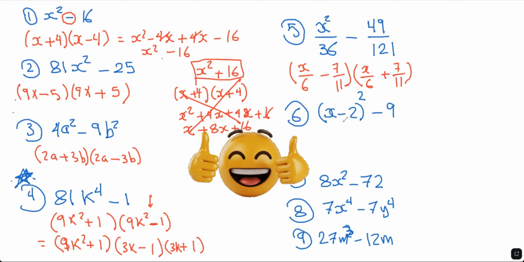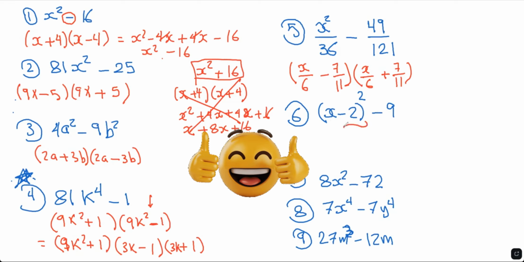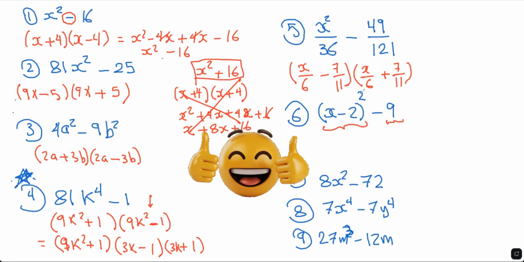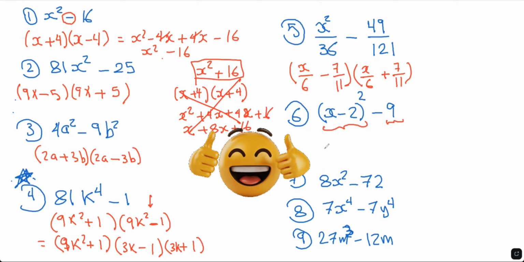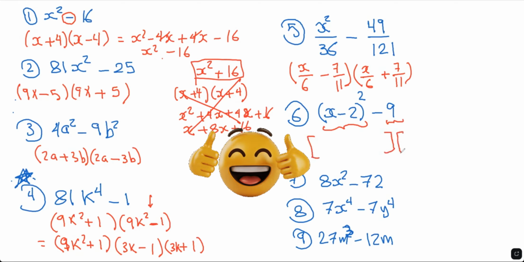And this one here, lots of students get confused on this one. Believe it or not, you have two terms. The first term is x minus 2 squared, and the second term is 9. So the square root of x minus 2 squared is just going to be x minus 2.